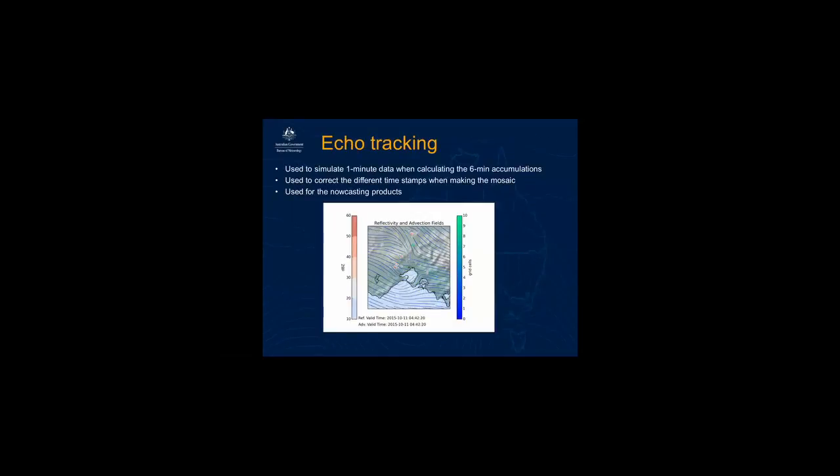The other thing we do is actually track all the echoes in real time, and this shows you some streamlines of the motion of the field as rain moves over Melbourne. So we can see the streamlines, and what we do then is we track the field using an algorithm that was developed for robots, and this allows us to simulate 1 minute data when we make our 6-minute accumulations. We also use it to correct for the different timestamps of the various radars. Some of them run at 6 minutes, some of them at 10 minutes. And of course we use these advection fields to make our nowcasts, short-term 0 to 90-minute forecasts.